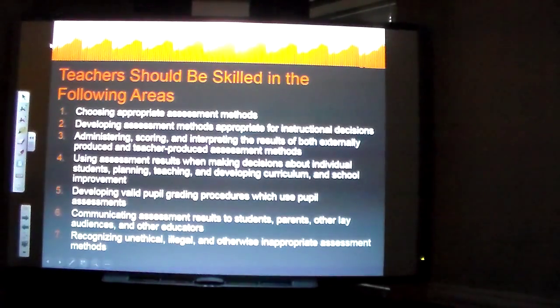They need to know how to score them. If we're doing an advanced assessment course, I would go over Marie Clay and the whole method of observation. You have to use those methods and make decisions about them. You need to use them to grade. You need to be able to appropriately communicate them to students and parents.